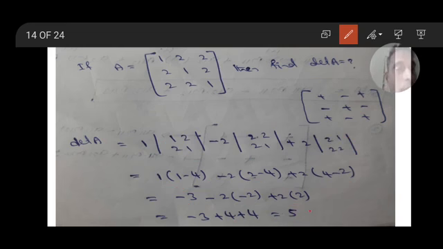This 5 is called the determinant of a matrix. What I will repeat: 1 into its minor, minus 2 into its minor, plus 2 into its minor, whatever may be the elements. Here the first element is plus, here minus, here plus, third element. The first element is plus, second element is minus: plus of this element into minor, minus of that element into minor, plus of that element into minor. Next problem.